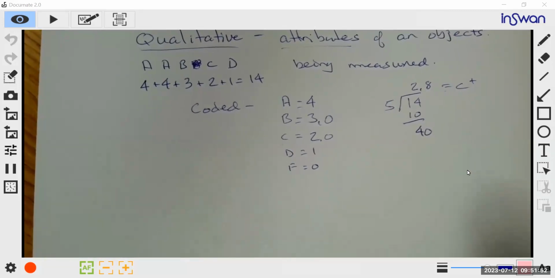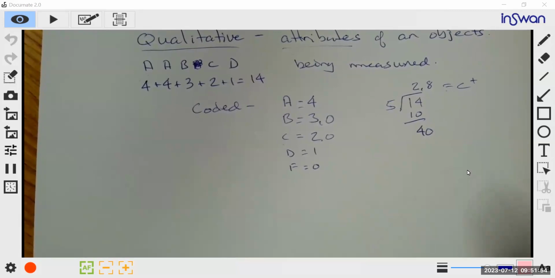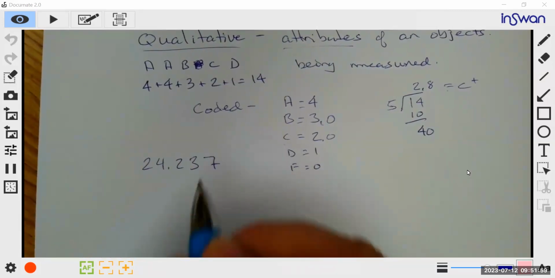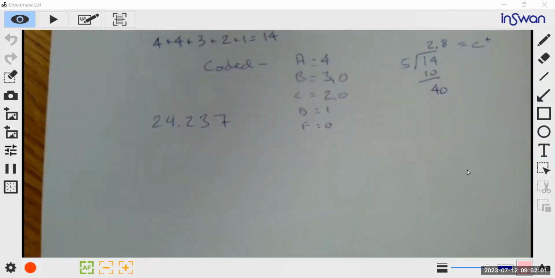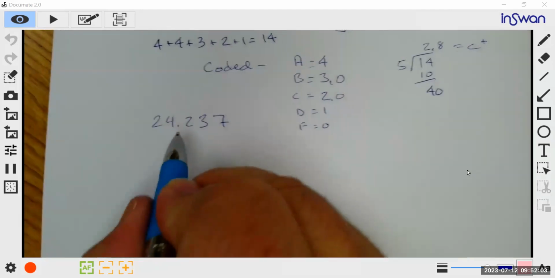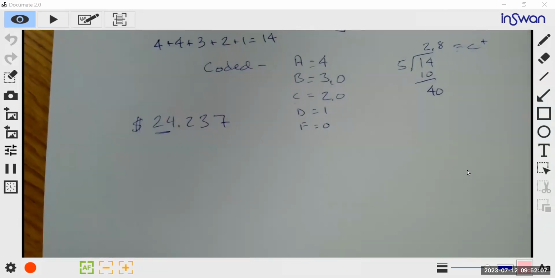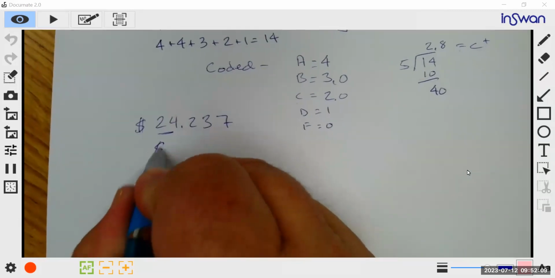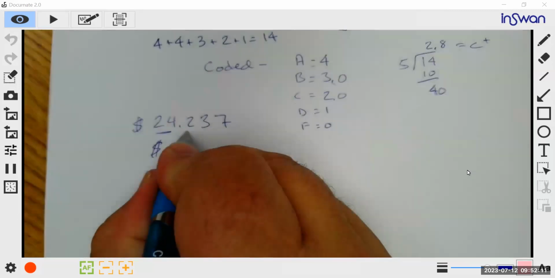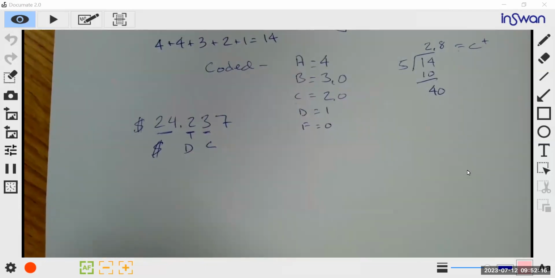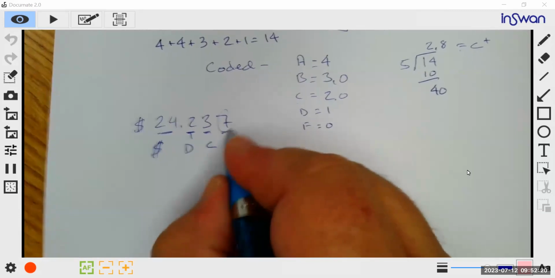It helps us because if we're dealing with money, what do these numbers represent? Cash, that's dollars. This one, that's dimes. This is cents. Is there anything lower than cents? No. So that's when you would round up.